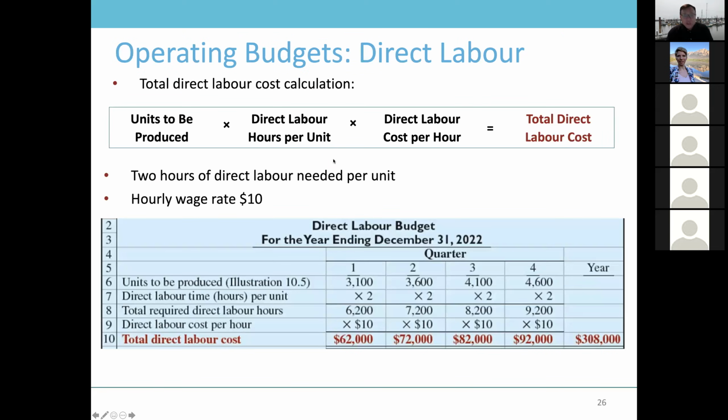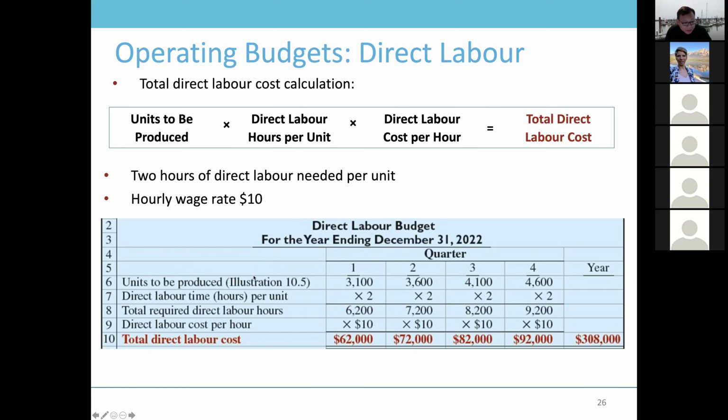So how do we calculate direct labor cost? For each unit produced, you want to know how many direct labor hours it's going to need, and then how much it costs per direct labor hour. The multiplication gives you the total direct labor cost. Nothing really tricky. Suppose each unit takes 2 direct labor hours and the hourly wage is $10.